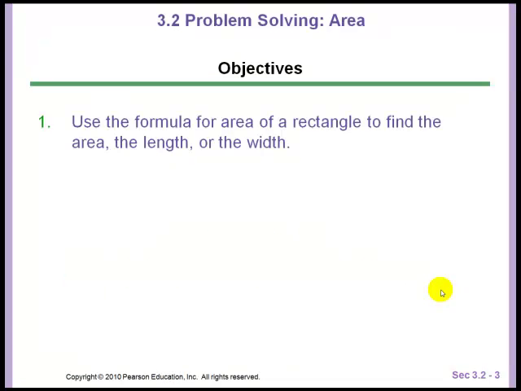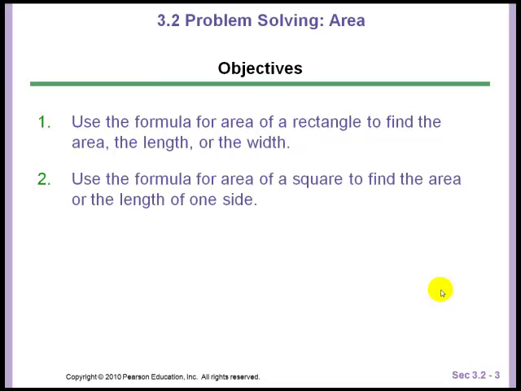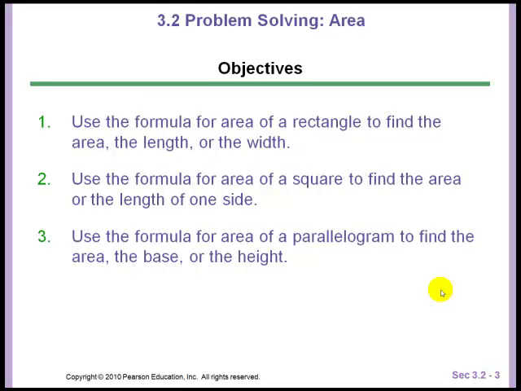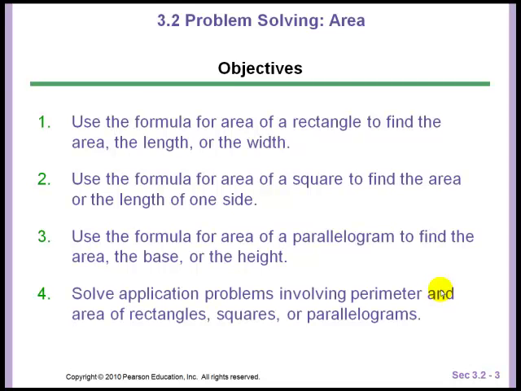Our objectives. 1. To use the formula for area of a rectangle to find the area, the length, or the width. 2. To use the formula for area of a square to find the area or the length of one side. And 3. To use the formula for area of a parallelogram to find the area, the base, or the height. And lastly, 4. Solve application problems involving perimeter and area of rectangles, squares, or parallelograms.